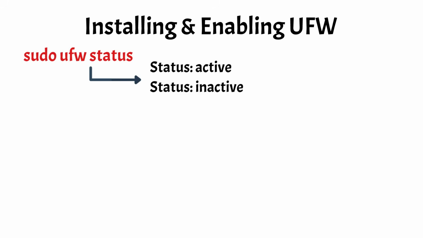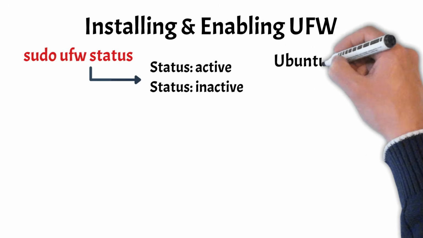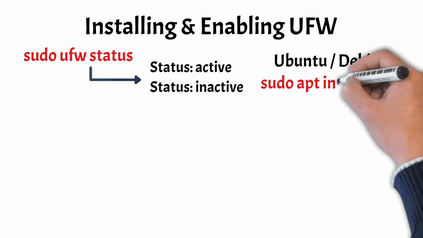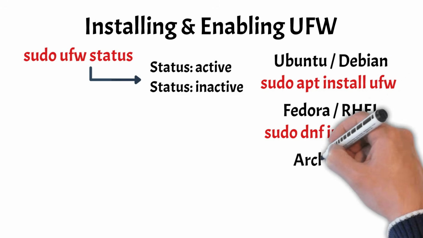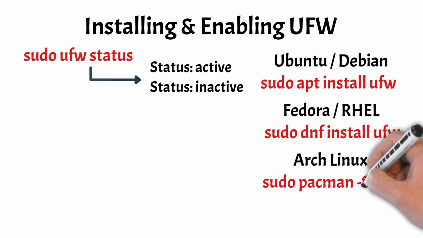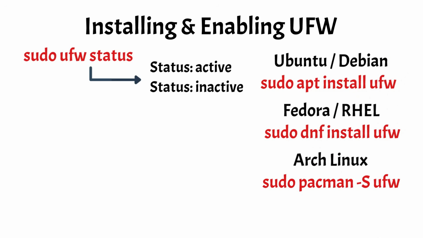If it's not available, you can install it using your system's package manager like apt on Debian or Ubuntu, DNF on Fedora, or Pacman on Arch Linux. Here are the commands you can use to install UFW, depending on the distribution you use.